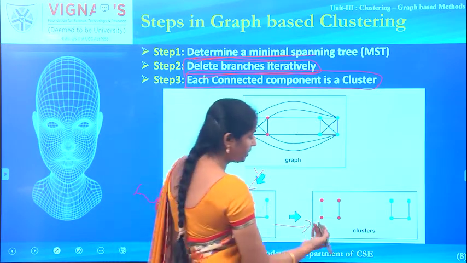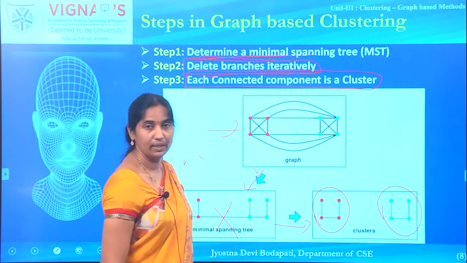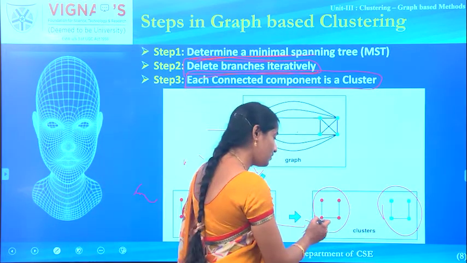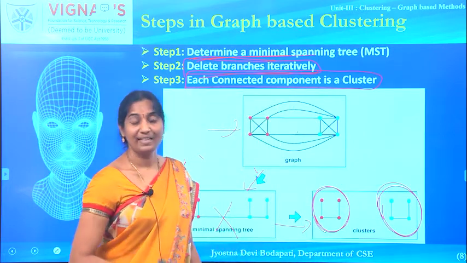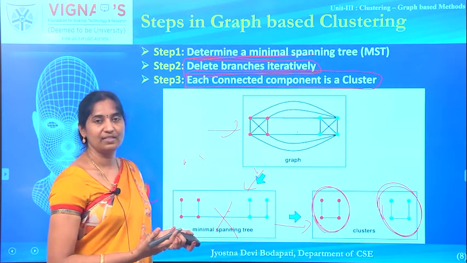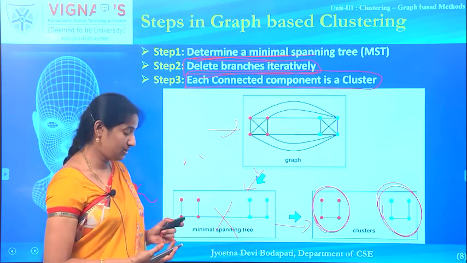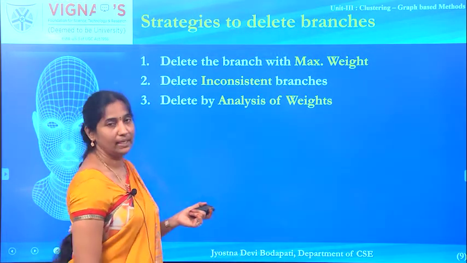If you observe here, you can notice that this is one connected component and this is another connected component. So, now these 4 objects are forming one cluster, these 4 objects are forming another cluster. So, that simple it is to apply the graph based clustering on the given data set of objects. It is much intuitive, right. So, now let us see how do we delete the branches.